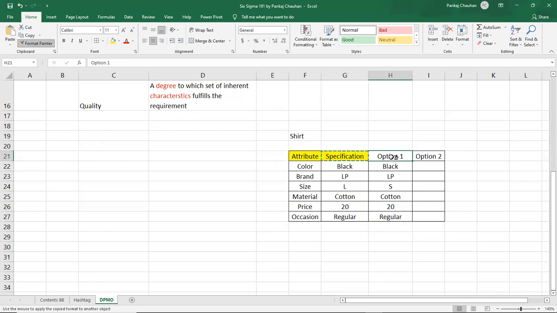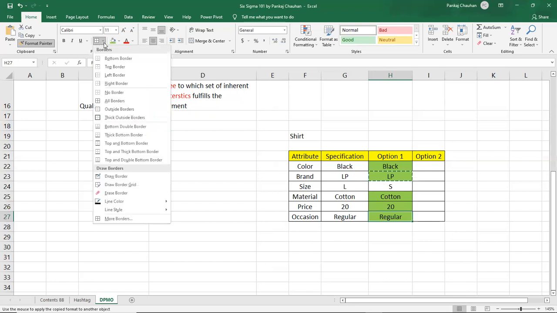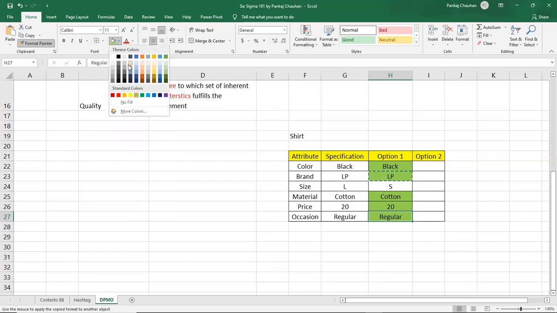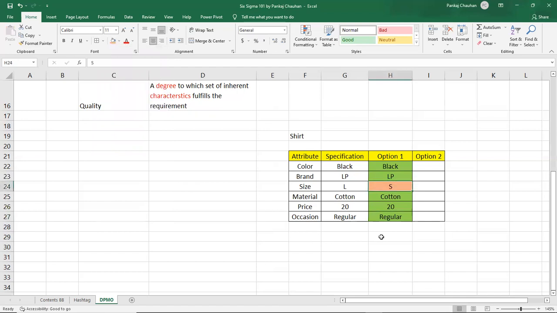If I calculate how many parameters you are meeting, you will say that the color is matching my defined specification, I am meeting the brand against the specification, I am meeting material, I am meeting price, I am meeting occasion. But what I am missing is my size. So this size is something which is not meeting your specification.